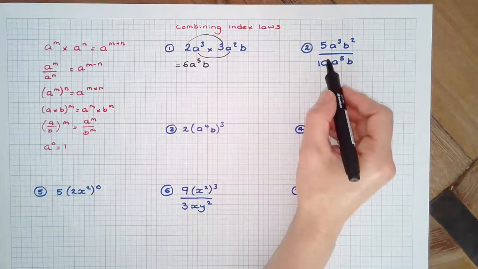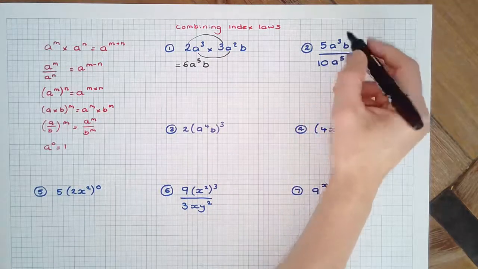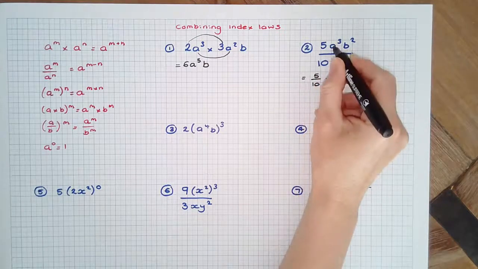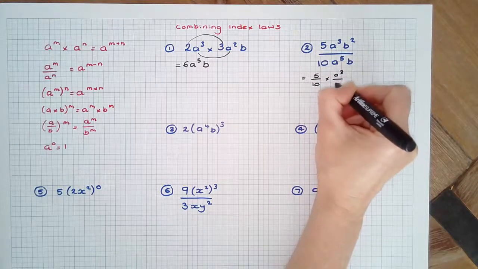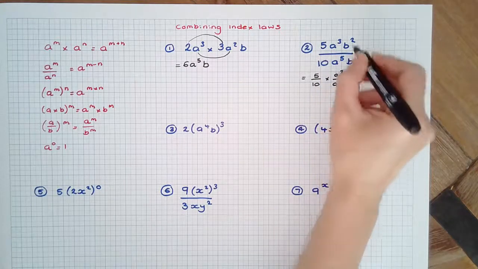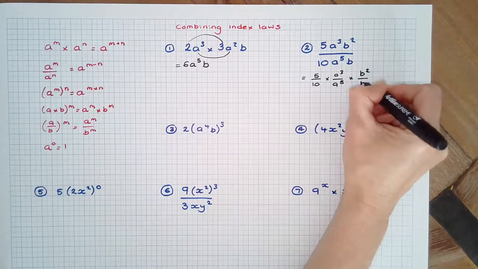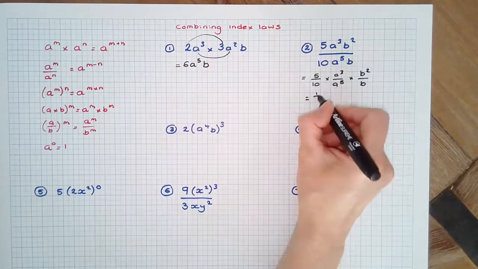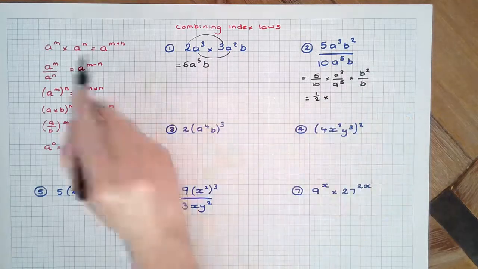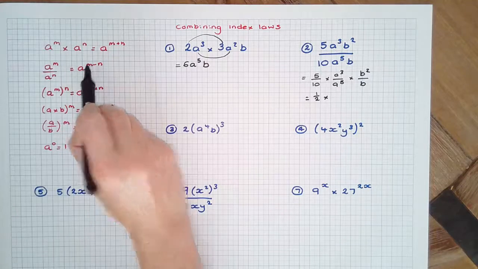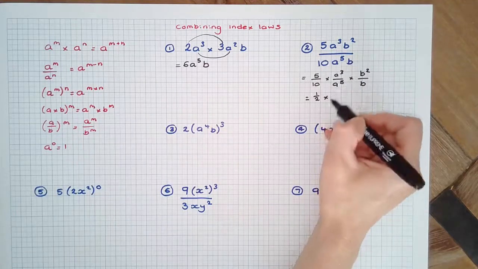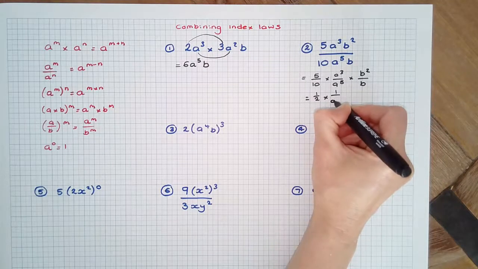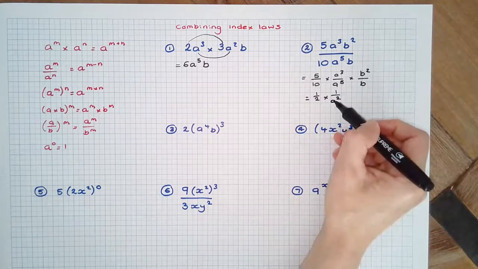Question 2. Here we're looking at 5/10 times a to the power of 3 over a to the power of 5 times b to the power of 2 over b. Let's simplify each first. Here we have 1/2 times, rather than using the second index law, I'm going to think about cancelling 3 a's on the top and 3 on the bottom, and I'd be left with 1 over a to the power of 2. a to the power of 2 is the denominator.